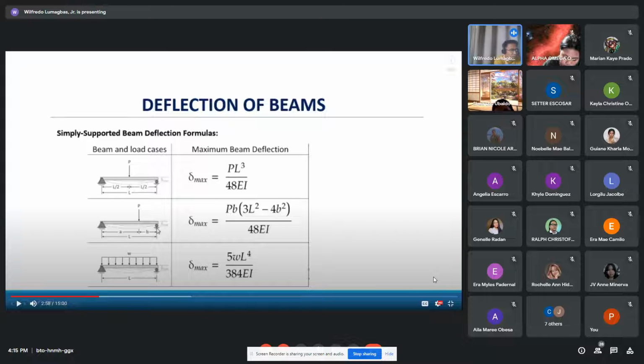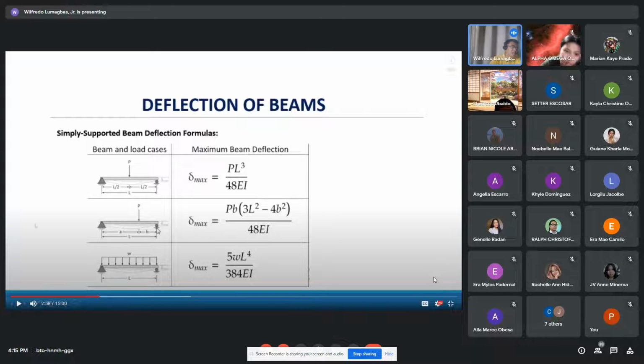In the previous lessons, we considered stress, either the shear stress or the bending stress. And now, we will consider the deflection. It should not exceed the maximum deflection based on our given loads.